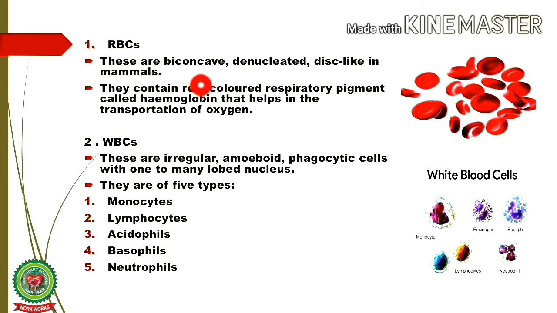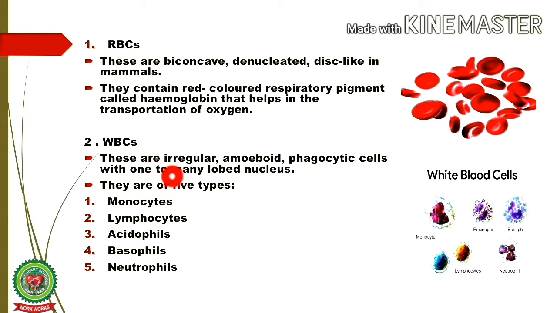Now students, we will discuss first type of corpuscles, that are RBCs. These are the most abundant corpuscles and are about 5 million per millimeter cube of blood. These are biconcave. The word bi means two, so they are concave on both sides. Denucleated means deprived of nucleus, or you can say they lack nucleus. Disc-like in mammals, but oval, biconvex and nucleated in fishes, amphibians, reptiles and birds. They contain red colored respiratory pigment called hemoglobin that helps in the transportation of oxygen.